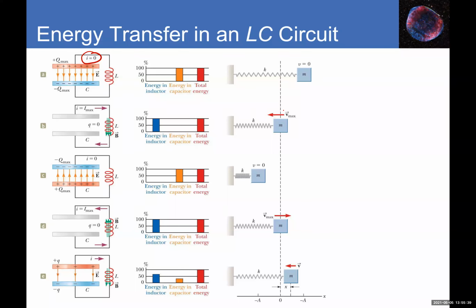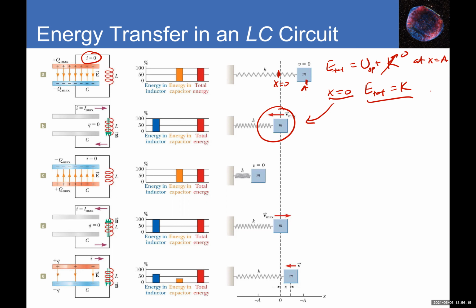Then at some point, similar to when the block reaches the equilibrium position, remember, total energy equals spring potential energy plus kinetic energy. Here this is x equals 0. When the object gets to x equals 0, all the total energy is purely kinetic. So at x equals a, which is the amplitude, all the energy is purely potential, and when the block reaches x equals 0, all the energy is purely kinetic.